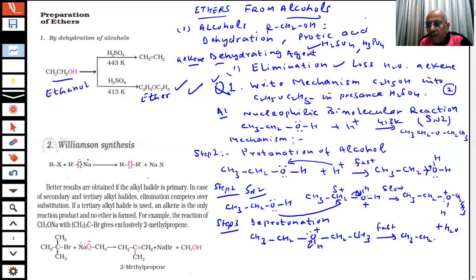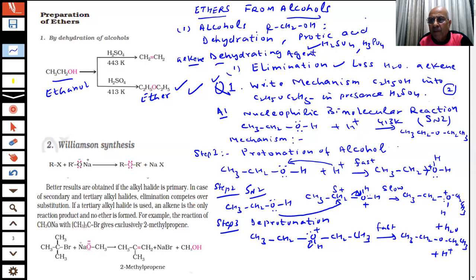What is the product? CH3CH2-O-CH2CH3, and H plus. H plus was acid. It came here, it comes back. Acid is always regenerated at the end of the reaction. Therefore, student, this is the mechanism for the conversion of ethanol into ethoxyethane.